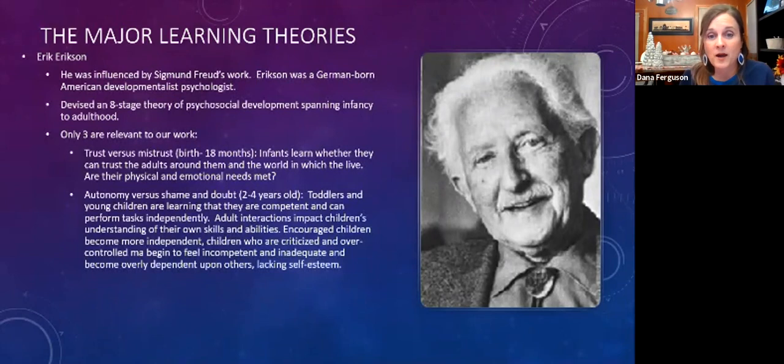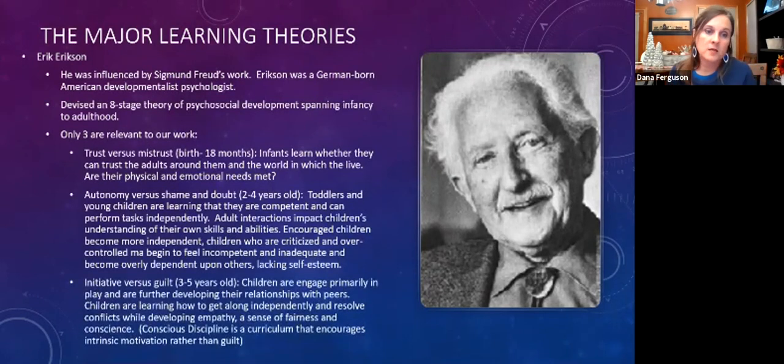So adult interactions impact children's understanding of their own skills and abilities. Encouraged children become more independent. Children who are criticized and overly controlled begin to feel incompetent and inadequate and become overly dependent upon others, lacking self-esteem. So when we think about our 2 to 4 year olds and the exploration that we want them to do in class, we want to be encouraging. We need to set limits. That's always important, but we need to think about whether our limits are appropriate for the age group and what we can allow as far as risk taking so that the children can develop those feelings of independence and competence.